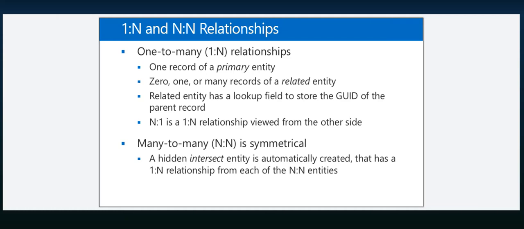So first up, one-to-many relationships. And the one record is the primary entity. And then you can have 0, 1, or many other records of a related entity or a child entity, if you will. So for example here, a one-to-many could be account to contacts. Meaning one account could have none, one, or multiple contacts associated with it. And of course, on the contact, there's going to be a lookup field that identifies the parent customer or the specific account of that parent record.